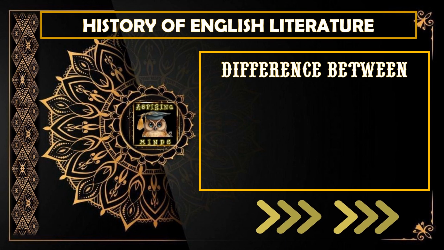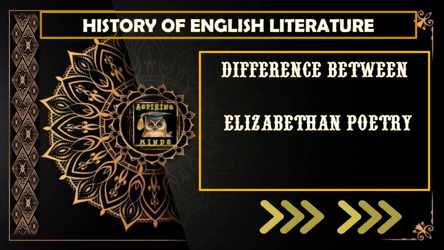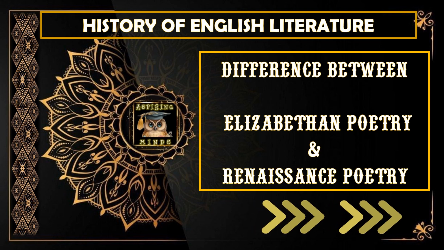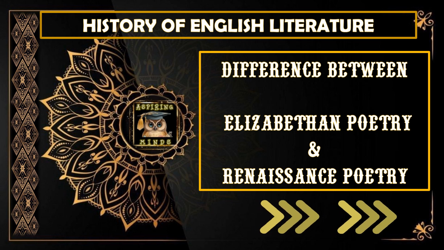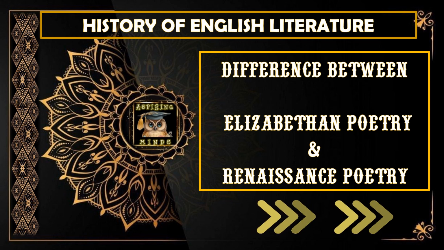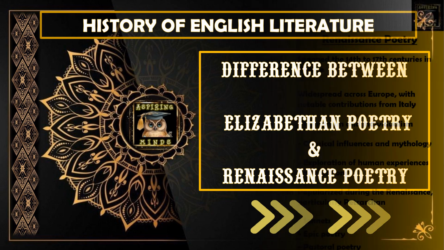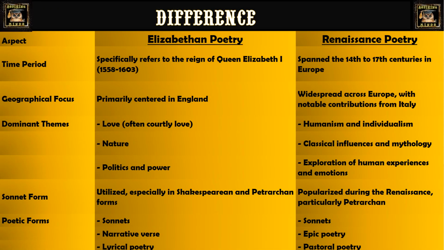In many cases, we see that Elizabethan poetry and Renaissance poetry, these two terms are used interchangeably. However, there is a thin line of difference, and let me outline it for you. Time period. Elizabethan poetry specifically refers to the time period when poetry was composed during the reign of Queen Elizabeth I, while Renaissance poetry spanned between 14th to 17th centuries in Europe.